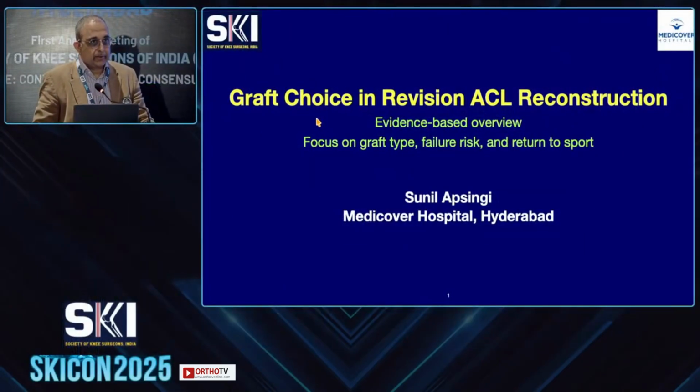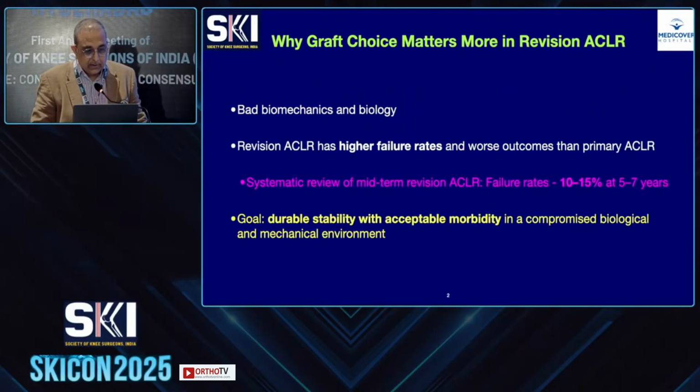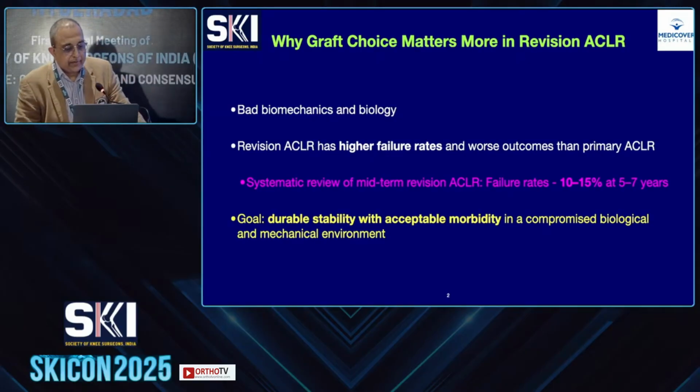Morning, everyone. Thanks for this opportunity. So, why does graft choice matter in revision ACL? It is because there is bad biomechanics and bad biology. Revision ACL-R has a higher failure rate, and it has been reported to be around 10 to 15%.